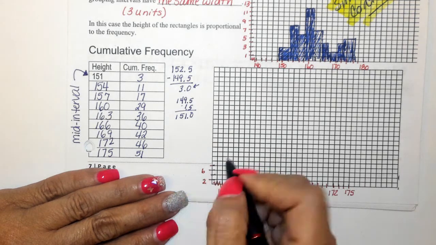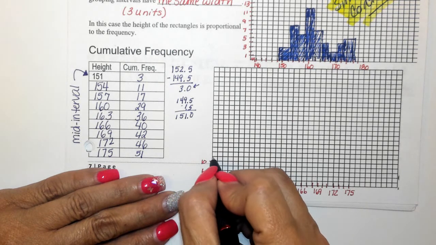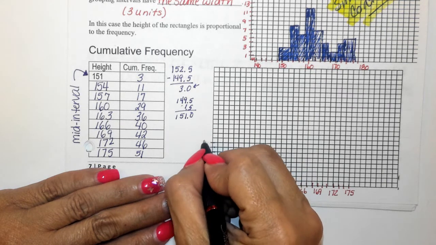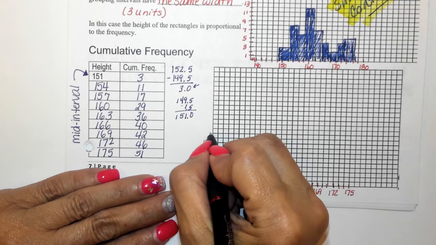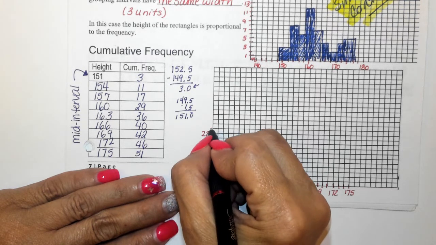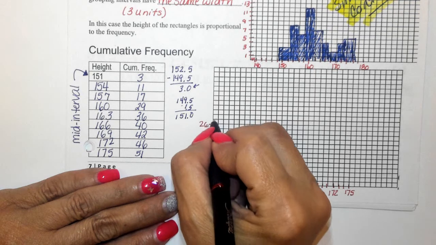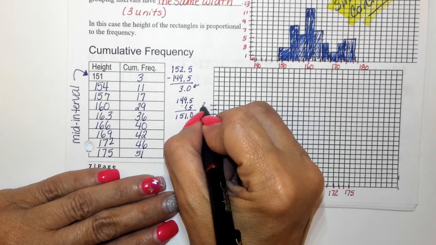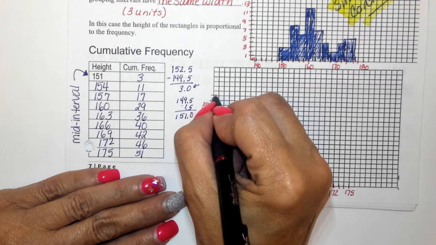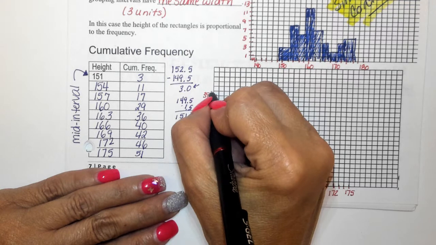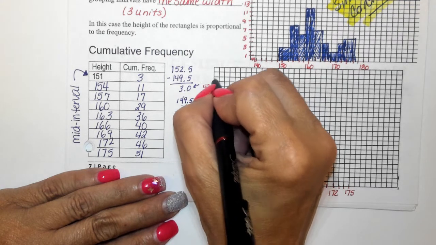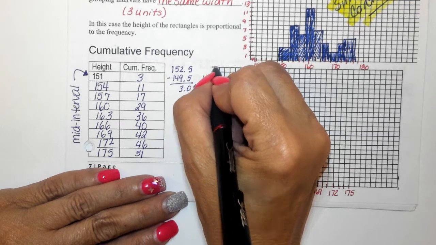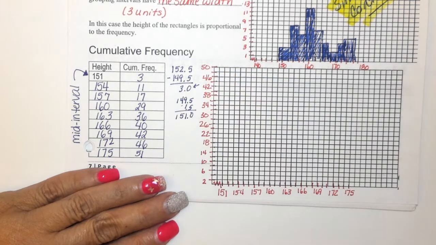8, 10, 12, 14, 16, 18, 20, 22, 24, 26, 28, 30, 32, 34, 36, 38, 40, 42, 44, 46, 48, 50. And we have to go to 51, so we'll be off just a little bit.